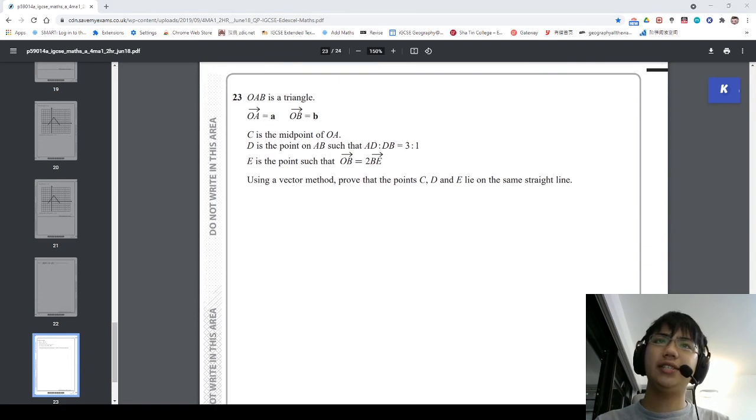Question 23 states that OAB is a triangle. The vector OA is a, OB is b, C is the midpoint of OA, D is the point on AB such that AD to DB is 3 to 1, E is the point such that OB equals 2BE. Using a vector method, prove that the points C, D, E lie on the same straight line.